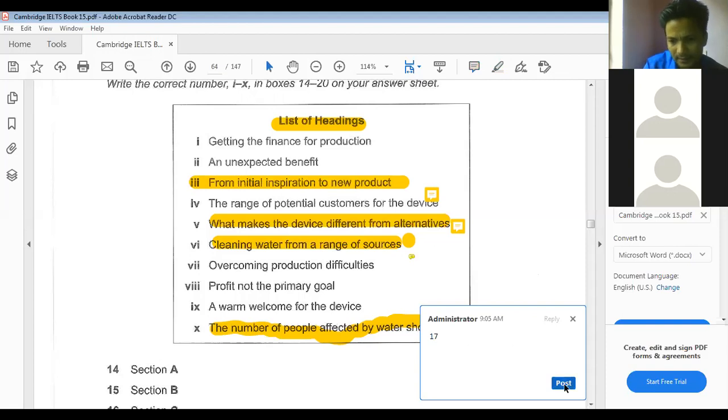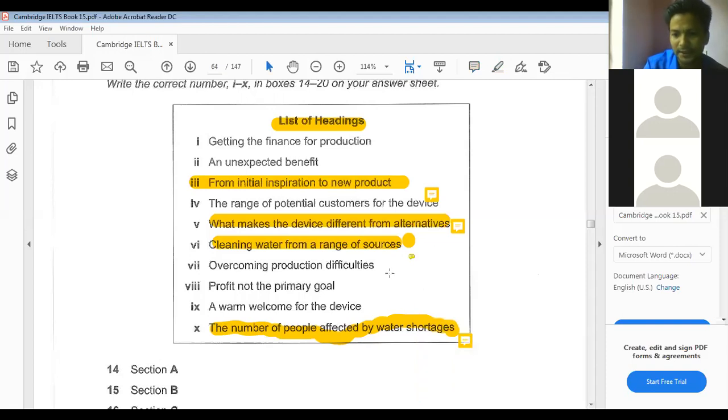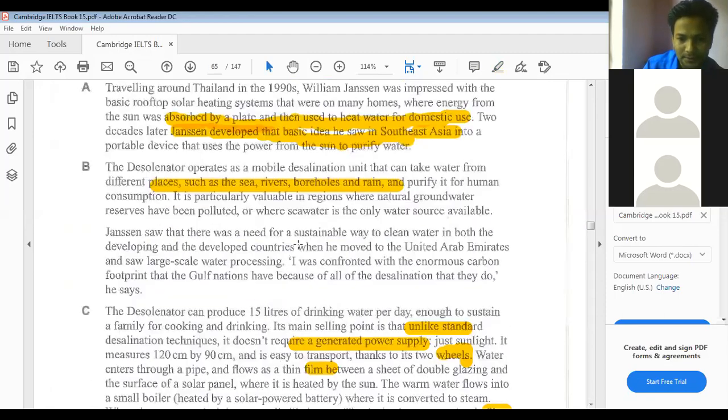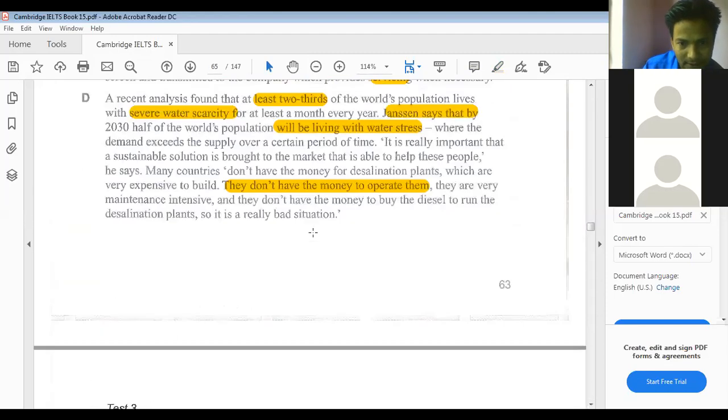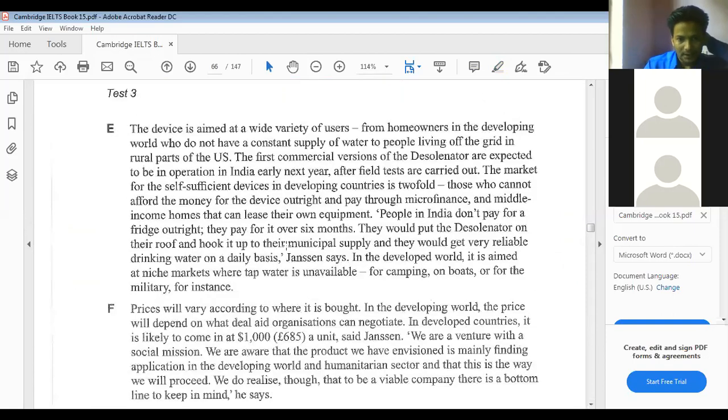Yeah. Just keep one, okay? We have done another type of question. So we have to just match the headings. Now in this paragraph E to read, the device is aimed at a wide variety of users. It talks about a wide variety of users, means maximum users.